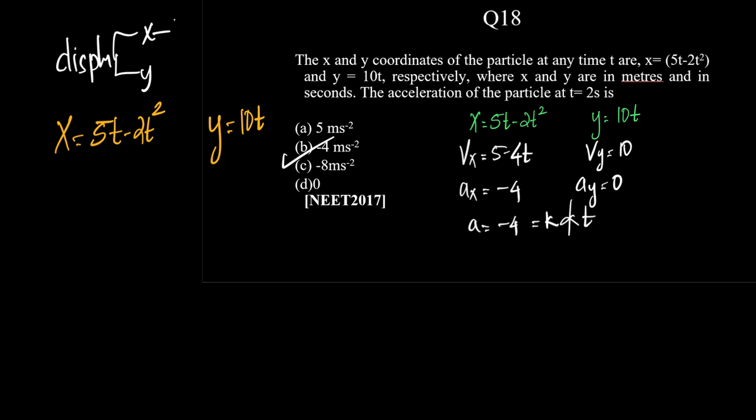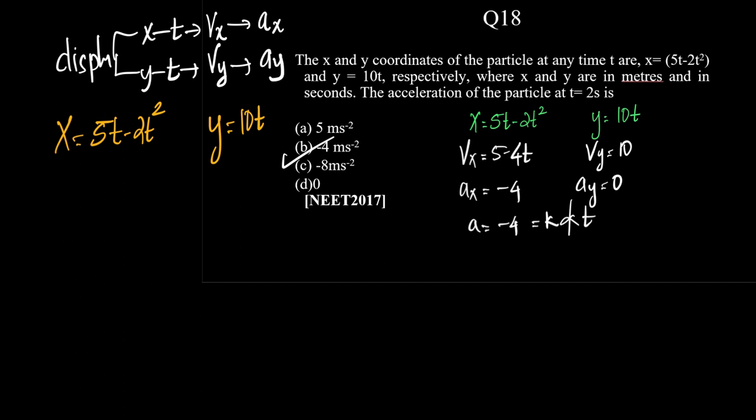So if you differentiate the x component with respect to time, what do you get? Velocity of the body in the x direction. If you differentiate the y component with respect to time, what do you get? Velocity of the body in the y direction. When you differentiate velocity of body in the x direction, you get acceleration of body in the x direction. When you differentiate velocity of y with respect to time, what you get is acceleration of body with respect to time, right?